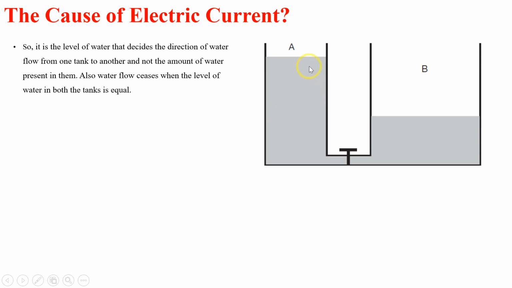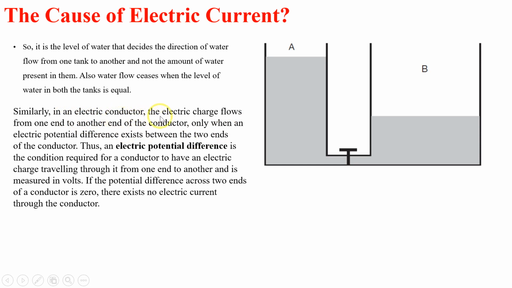So definitely, if we do not disconnect the flow of water between these two containers, what will happen? The water will flow from container A to container B until both levels become equal. When the level in both the containers equalizes, the flow of water will stop. In the same case, the electric current will stop if the level of charge at two different points is the same.